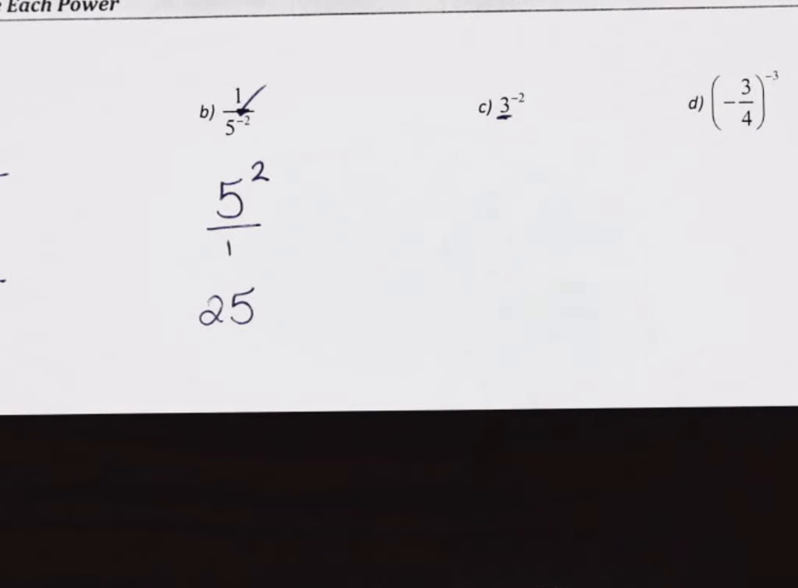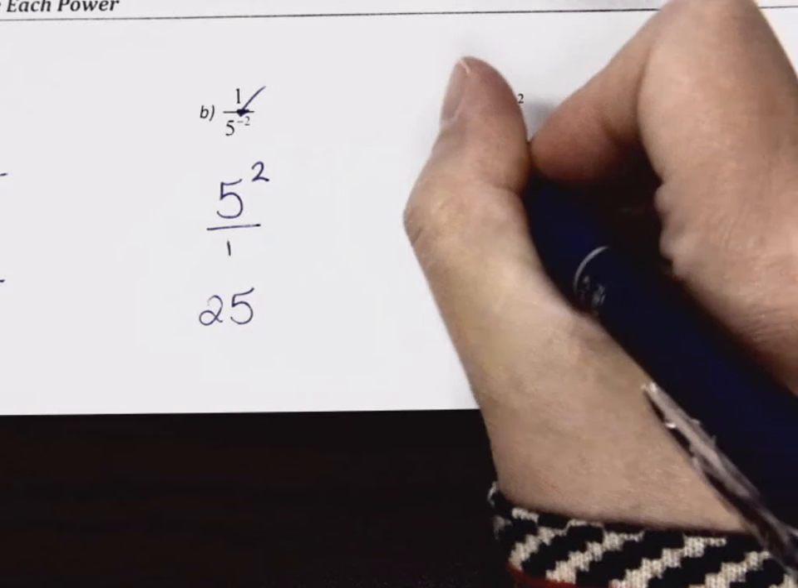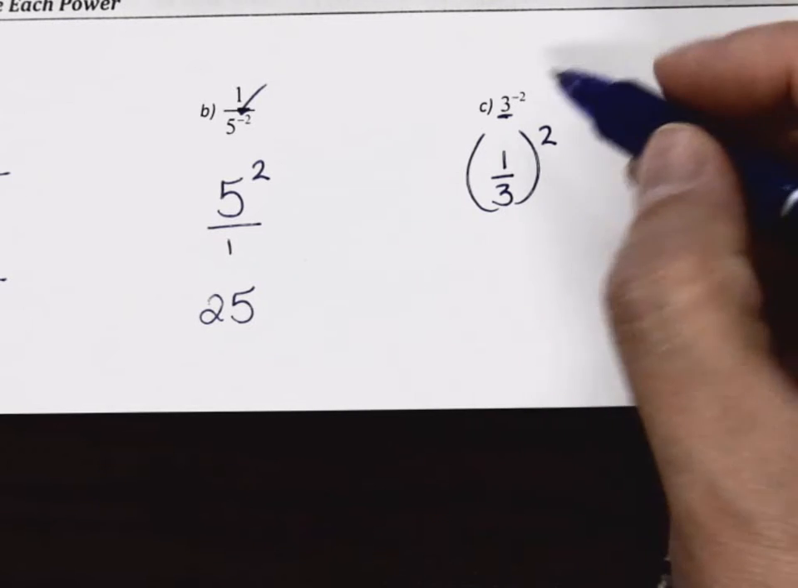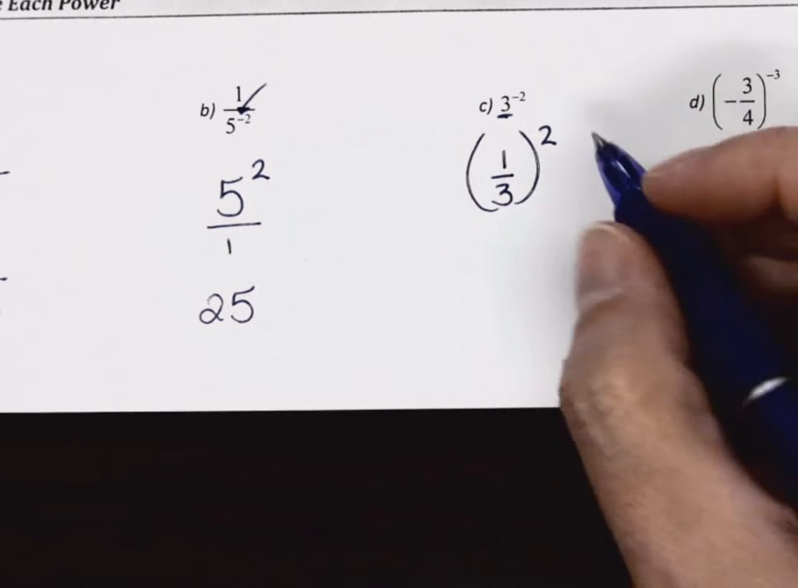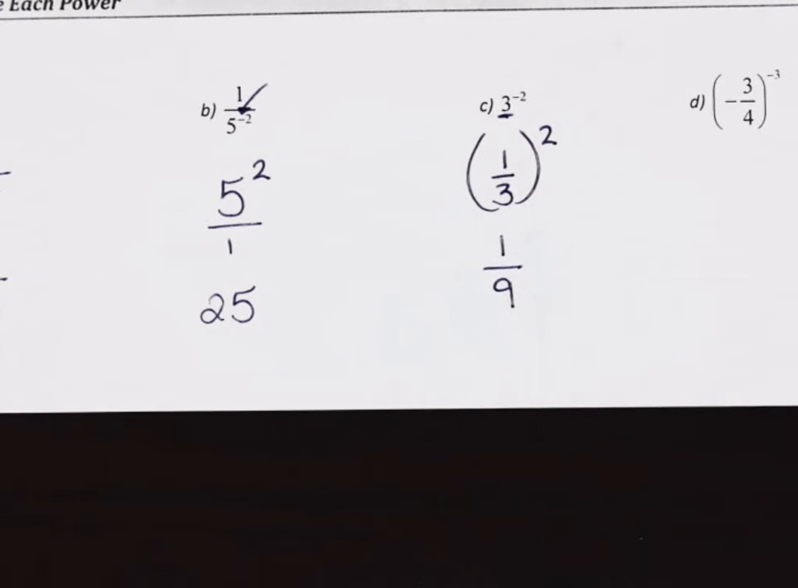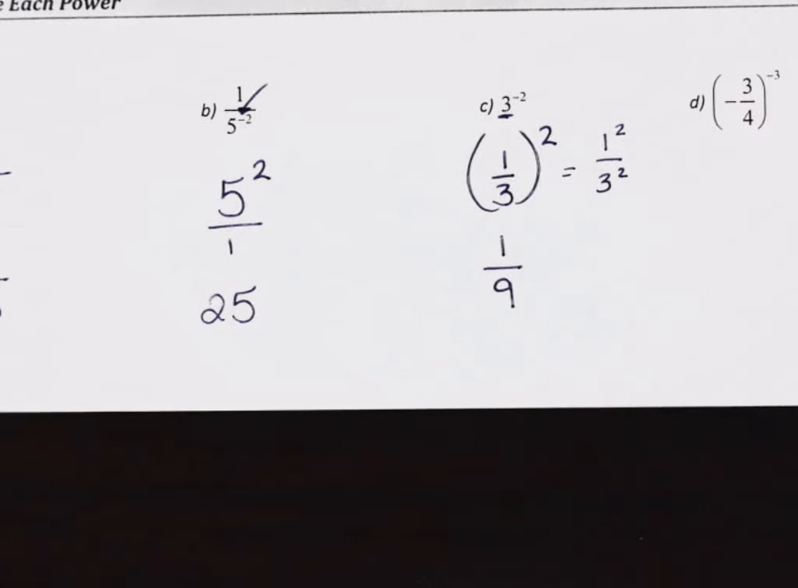So the base gets reciprocated. So it was 3. The reciprocal of 3 is 1/3. And if we already reciprocated it, now the exponent, we've done the math that the negative told us to flip the base. So we're going to be 1 over 9. Because that would be equal to 1 squared over 3 squared.